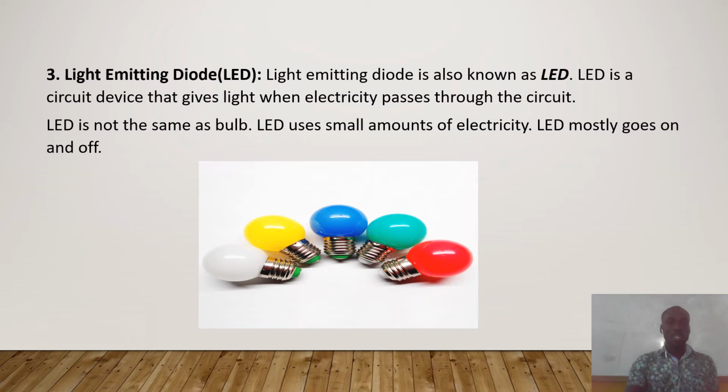Let's take a look at another component, which is the light emitting diode, also known as the LED. LED is a circuit device that gives light when electricity passes through the circuit. LED is not the same as a bulb. LED uses small amounts of electricity. LED mostly goes on and off. You have a picture of an LED there.